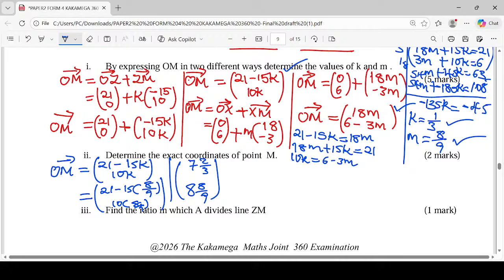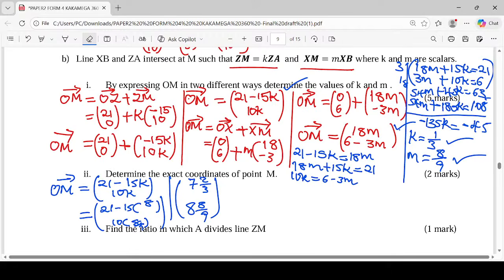Let me cross check once again. 21 minus 15k. Let me see. 21 minus 15 into the value of k. K is a third. I've substituted the value of m, sorry. I should be substituting the value of k, which is a third, not m. Let me just fix that part. But we are on the right track.